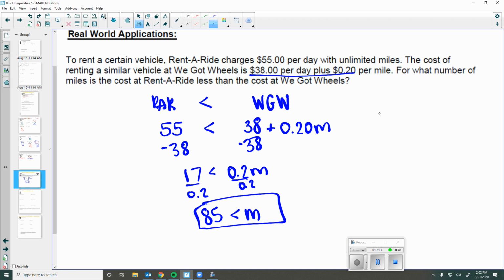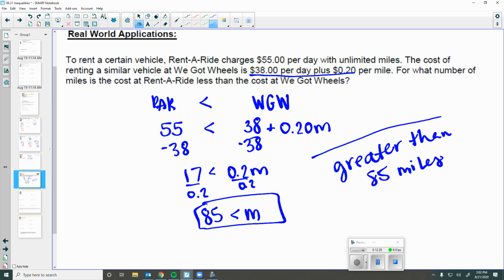That means for what number, our answer is going to be that it has to be greater than 85 miles. Now something to note here, we are not going to write that the answer is 86. The reason we're not going to write the answer as 86 is because it's possible to have part of a mile. They're allowed to drive 0.1 of a mile. I'm sure that any company is going to charge them for partial miles as well. So we're not just going to round up to the next number and say 86 miles or higher. It's going to have to just say it's greater than 85 miles.